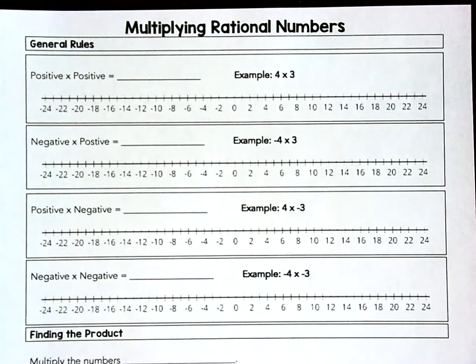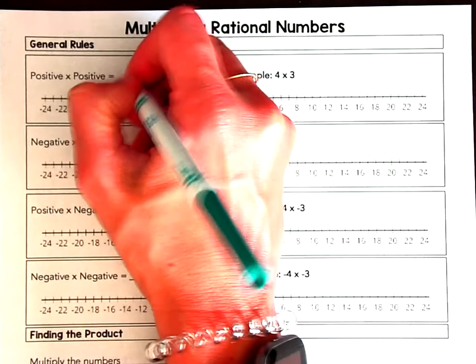Let's go ahead and take a look at multiplying rational numbers. So let's start with the general rules. We know from our experience with multiplication thus far that anytime you multiply a positive number times a positive number, we are going to end up with a positive number.